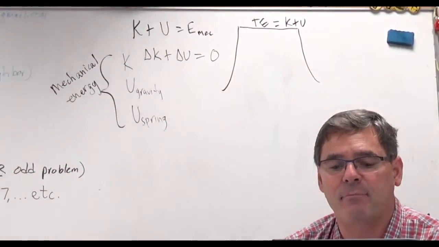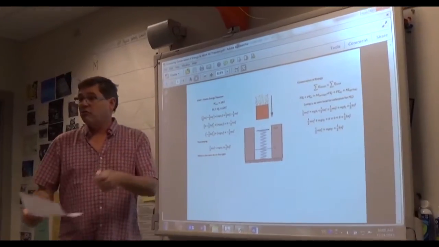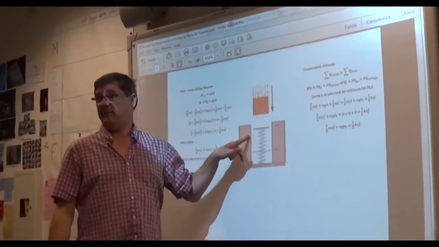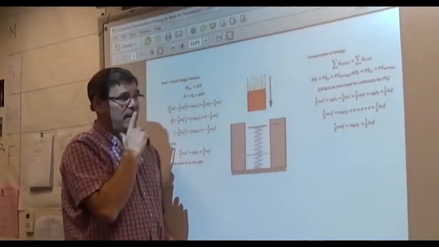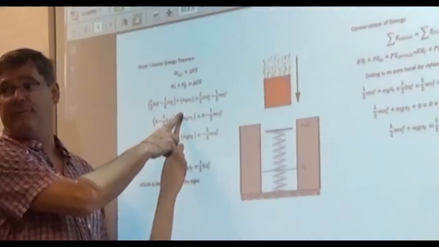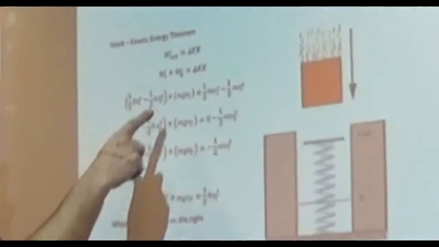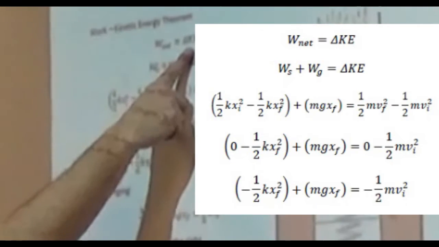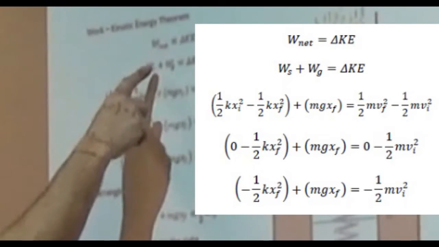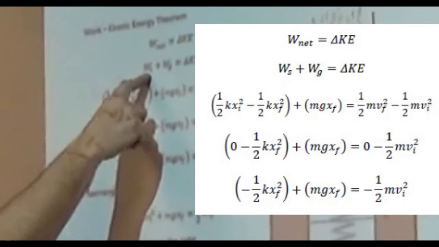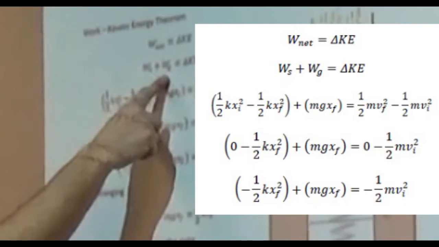Now we have another option. Okay, so this is the quiz problem that we did recently, right? The block is falling onto the spring, and here's the way we did it before. We used the work kinetic energy theorem. It said the net work is equal to delta KE, and the net work is the work done by all the forces. So that's the spring force and the gravitational force.